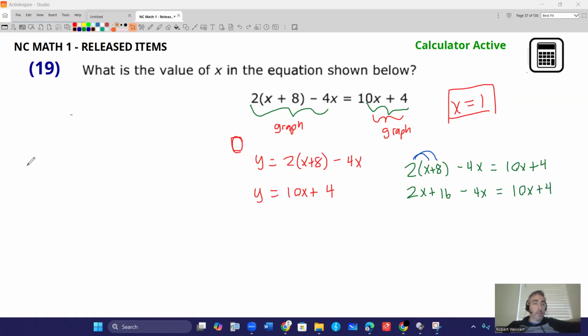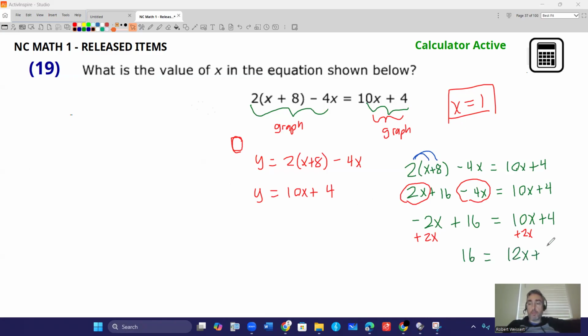Next thing, we have some like terms on the left side of the equation. We have 2x and negative 4x. So that's going to end up combining to negative 2x. So negative 2x plus 16 equals 10x plus 4. Now the goal for solving equations is to move your x's to one side and the numbers to the other side. And there's no rule about which side you want to put it to. My personal preference is to keep the x's positive. So I'd like to get this 2x that's negative added to the other side. So that's going to give you 10x plus 2x. And so I'm going to rewrite this as 16 equals 12x plus 4.